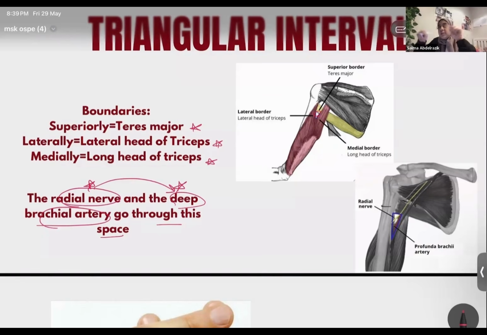The quadrangular space has the axillary nerve and the posterior circumflex artery, because laterally you have the surgical neck of the humerus. Awesome? Cool.